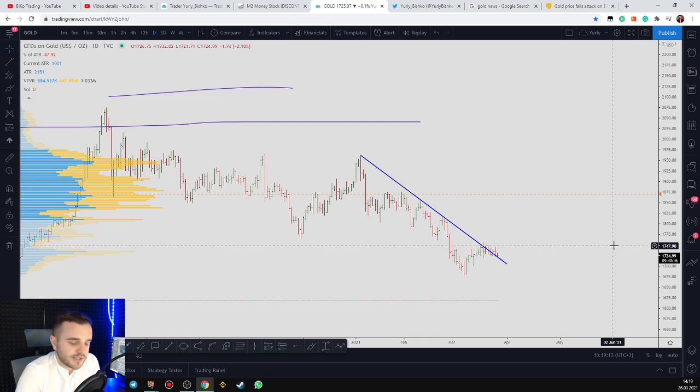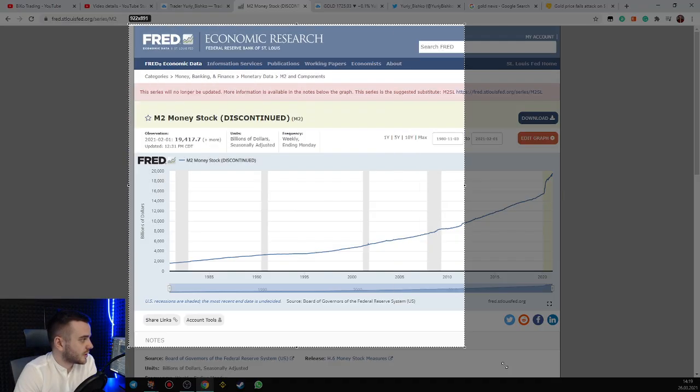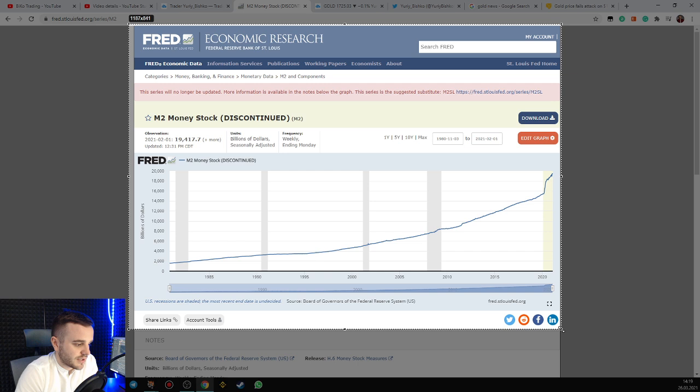About gold, I would separate the analysis into two parts. First part is fundamental data. Second part is technical analysis. About fundamental data, take a look. At this moment, as you can see, it is the Federal Reserve System. It shows how much money they have inside the United States economy.